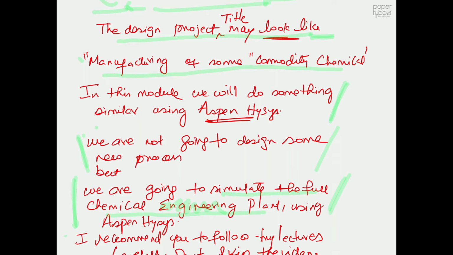And there are many ways to manufacture this product. So we will select maybe one particular way to manufacture this product, and then we are going to simulate the full plant using Aspen HYSYS.